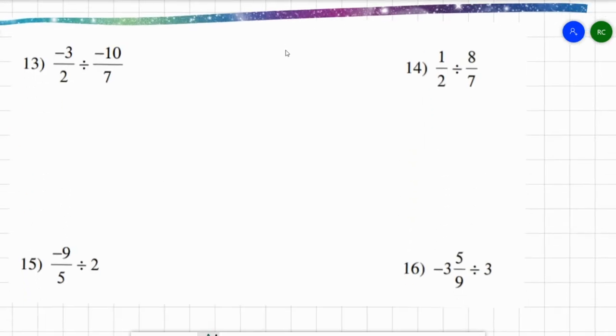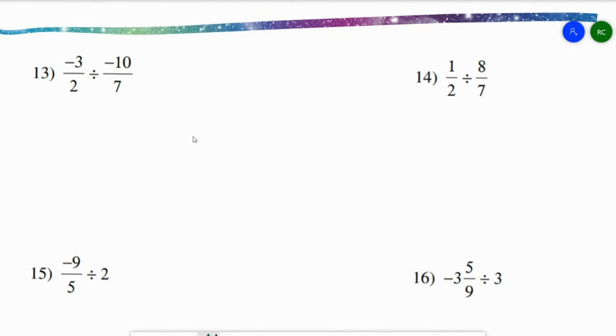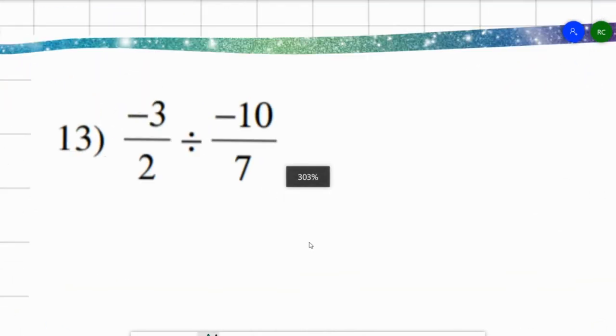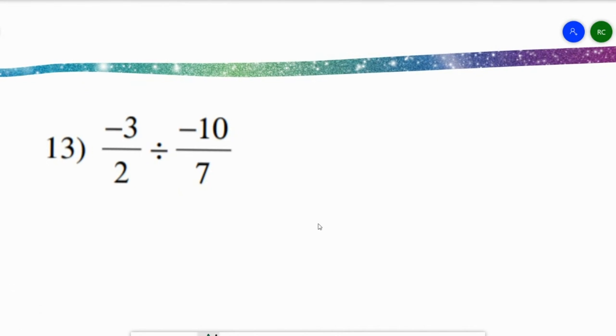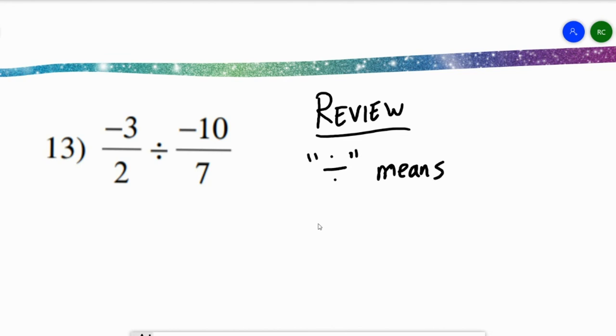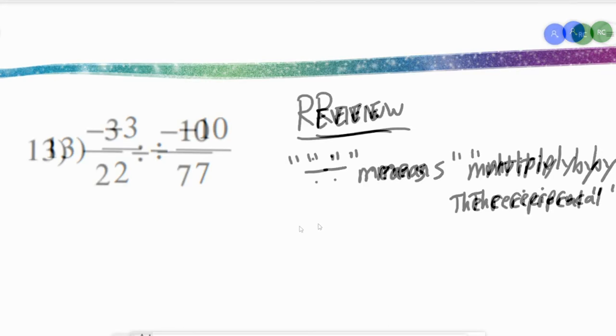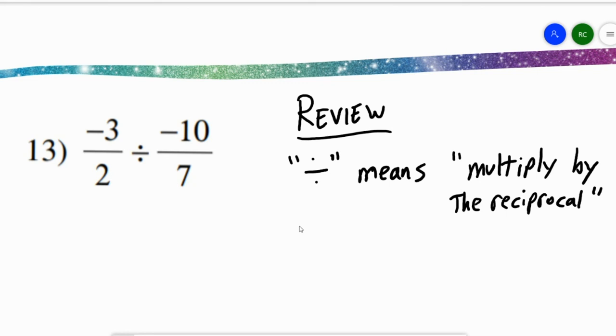Okay, we have 4 more problems to go, and these are all division. So let's go ahead and get started. Number 13. Negative 3 over 2 divided by negative 10 over 7. Now, as a review, divide means multiply by the reciprocal. And then once you do that, it becomes a problem just like we've been doing.